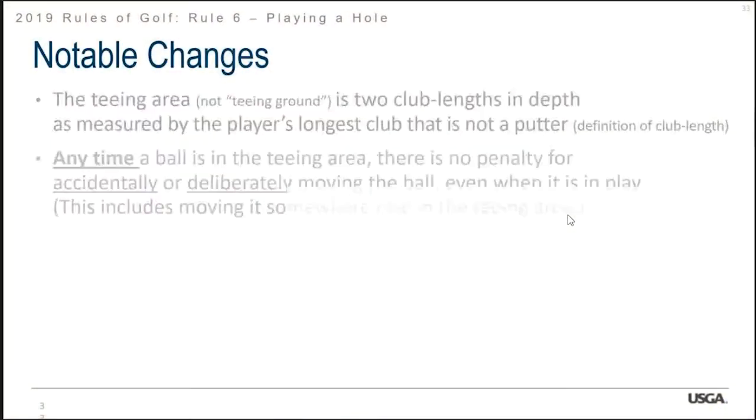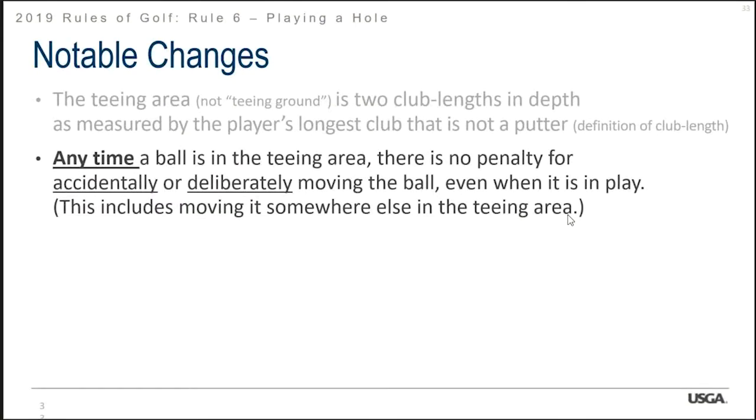That's true for measurement across the board. Anytime, highlighted, bold, underlined. Keep that in mind. A ball is in the teeing area. There's no penalty for accidentally or deliberately moving the ball. That's every possibility, okay, even when it's in play. And this includes moving it somewhere else in the teeing area. A little crazy, but it's also a pretty rare situation. Not many times we have a ball in play in the teeing area.